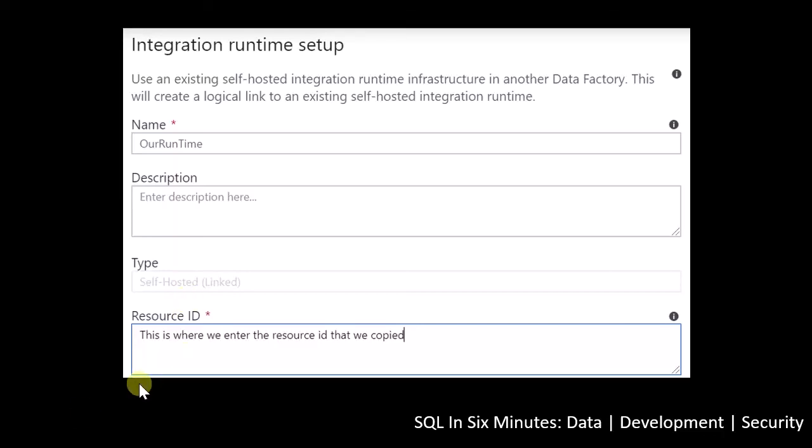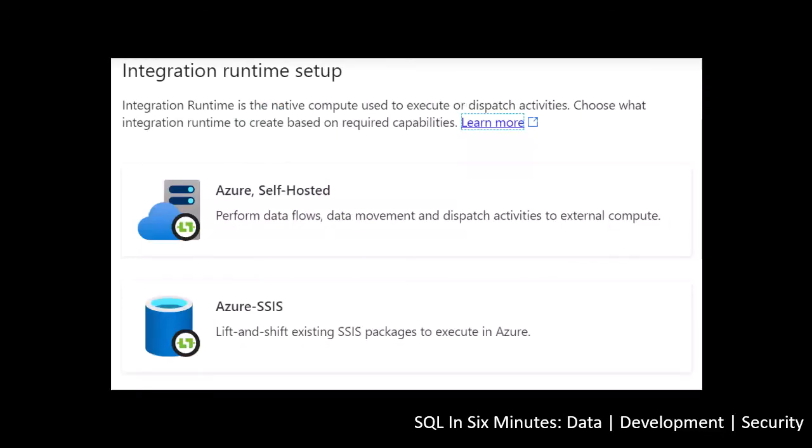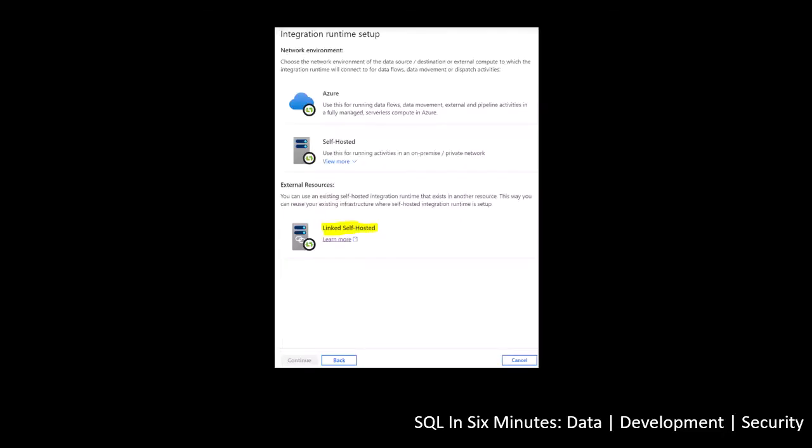And of course, this type is self-hosted linked. So we're not creating another self-hosted. We're going to be using the existing one. It is true that if we wanted to set up a new one, for instance, if we wanted to set up another runtime, then we would go through the steps that we followed in the other video. But in this case, we're linking it to an existing one that we already have.